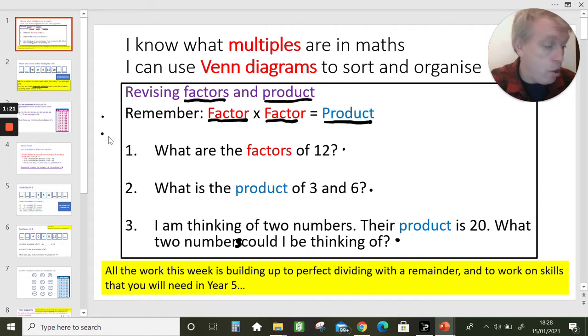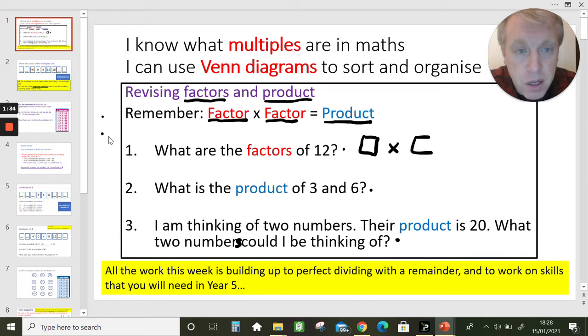Okay, I hope you paused the video. So remember, what are the factors of 12? Well, let's look at this. Factor times factor makes the product. So this question means the factors of 12 means the number times the number, which makes 12. Remember what we did, working systematically. Start with 1. Well, 1 times 12.